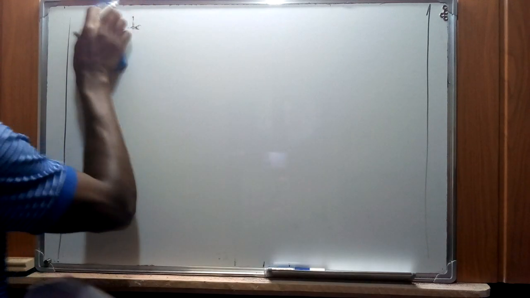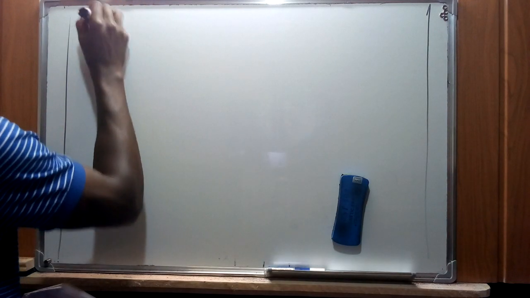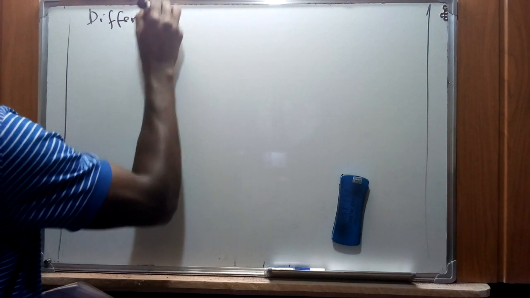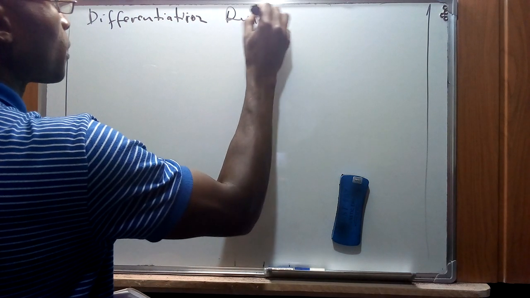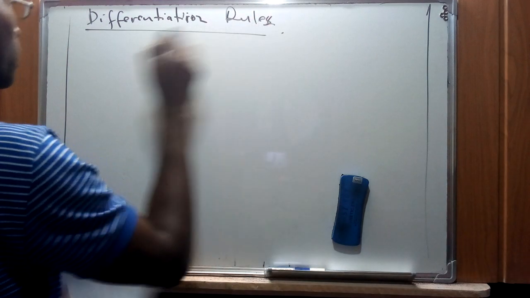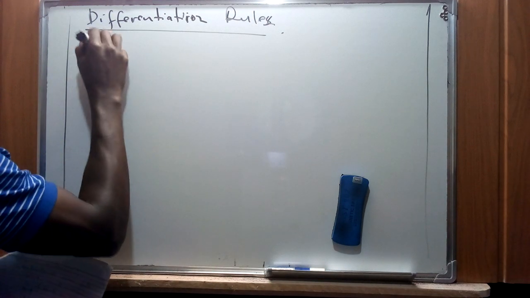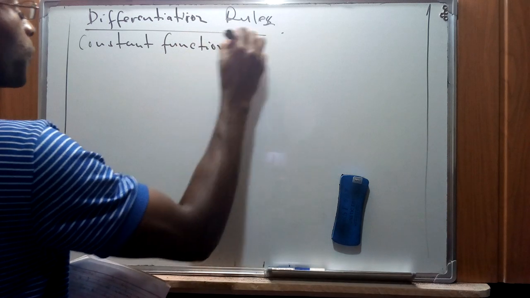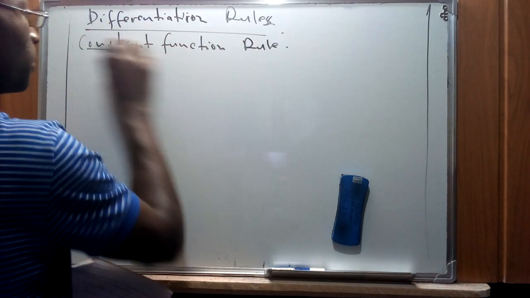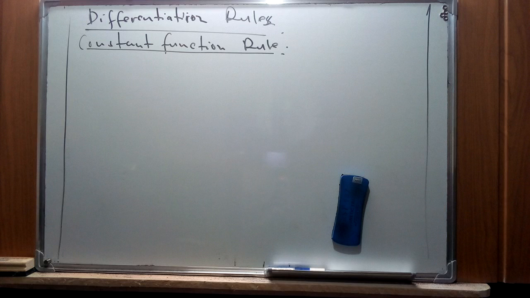So basically this stems from the differentiation rules. And first we're going to look at the concept of a constant function rule. And this is going to assist us to interpret some of the aspects in physics, maybe when it comes to the concept of motion in two-dimensional space, or linear motion, etc.